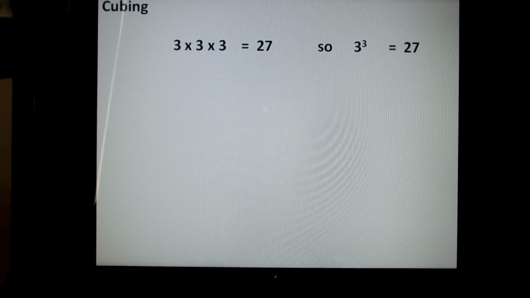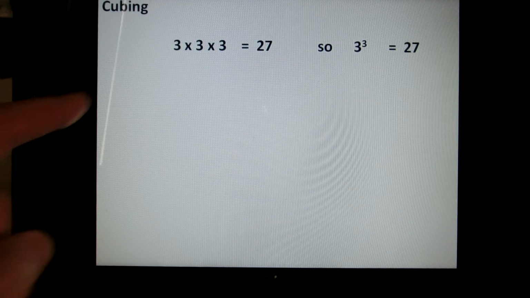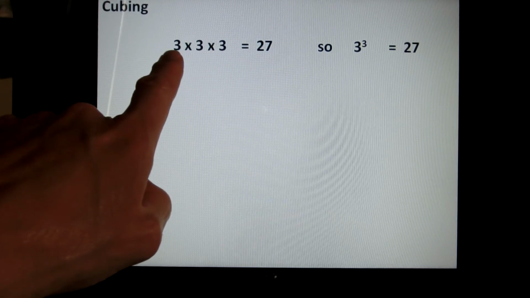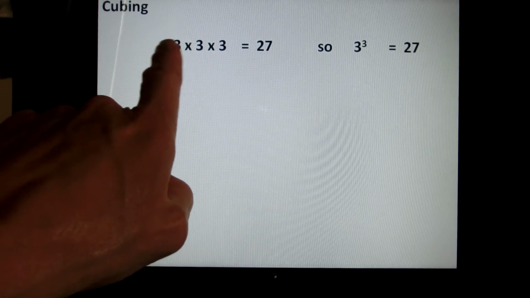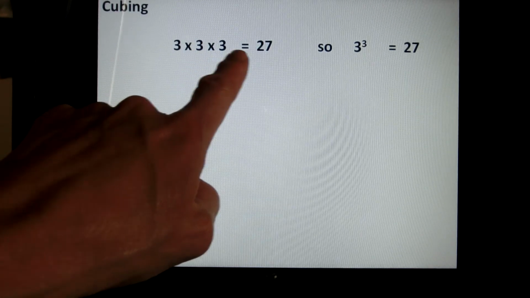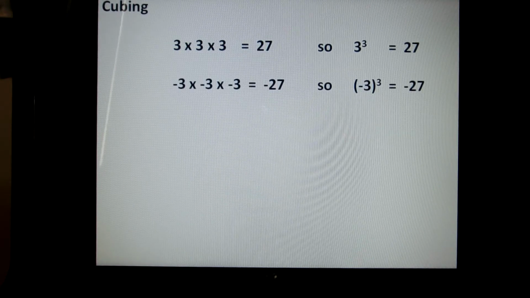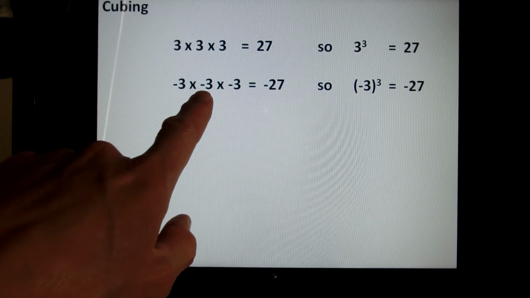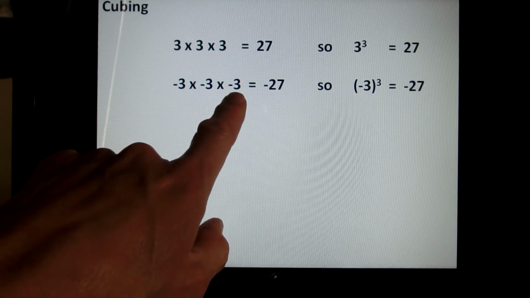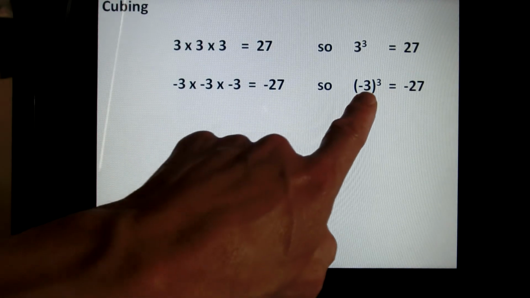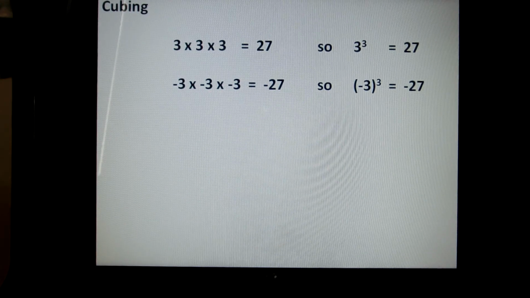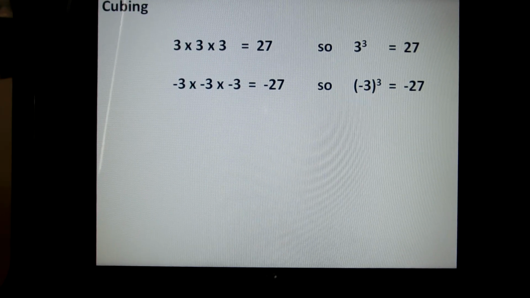Cubing is a slightly different thing going on here. Cubing is when you take a number and you multiply it by itself by itself. 3 times 3 is 9, times by 3 again, you get 27. So 3 cubed is 27. When you take negative 3 and you cube that, negative 3 times negative 3 is positive 9, and then positive 9 times negative 3 will be negative 27. So when you cube a negative number, the result will always be negative. This is harder to get, perhaps harder to remember, but when you cube a negative number, the result is negative.